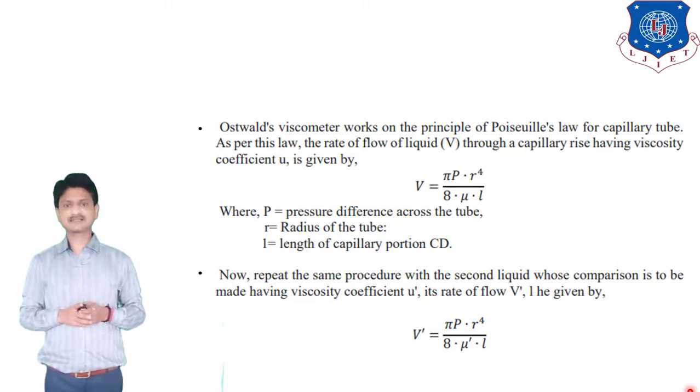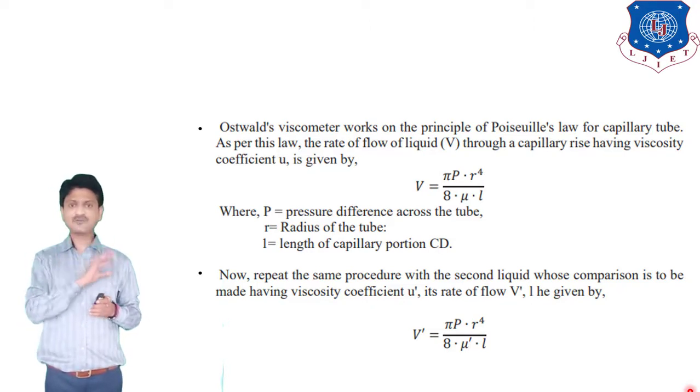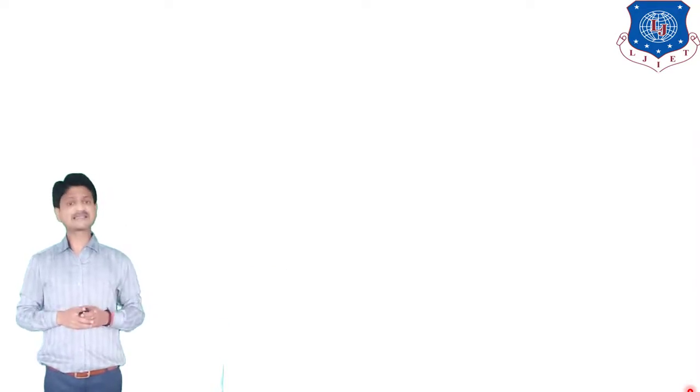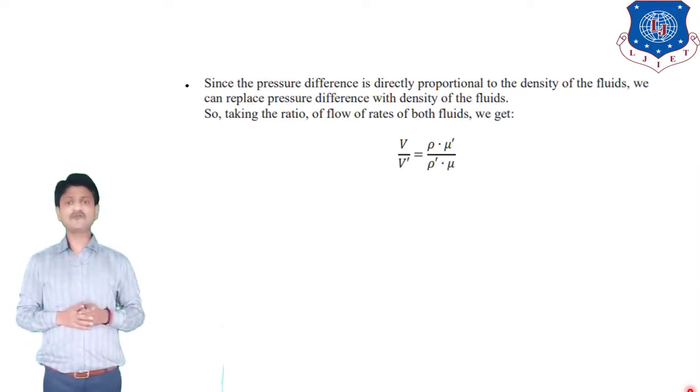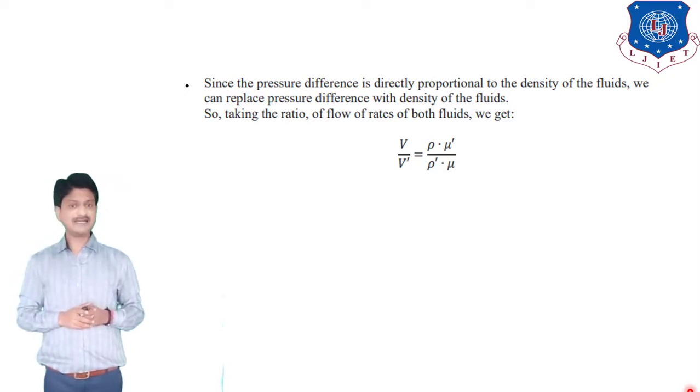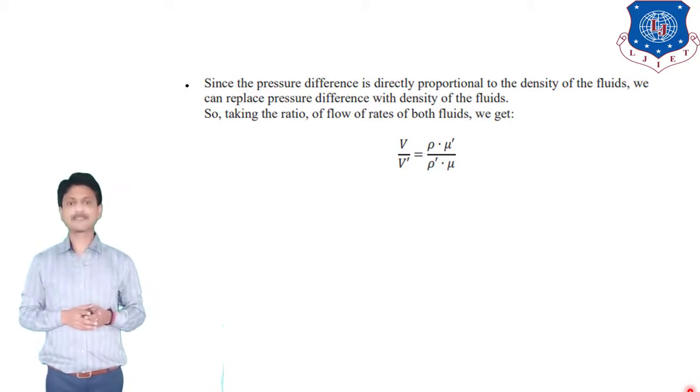In both the equations, the pressure difference across the tube is same. Radius of tube is also same. And the length of that portion CD remains same. So here we can say that the coefficients of viscosity are different. Mu is in the case of capital V for the first liquid and mu dash is for the second case where the rate of flow of liquid is V dash.